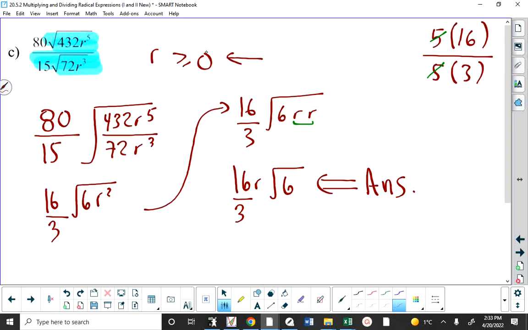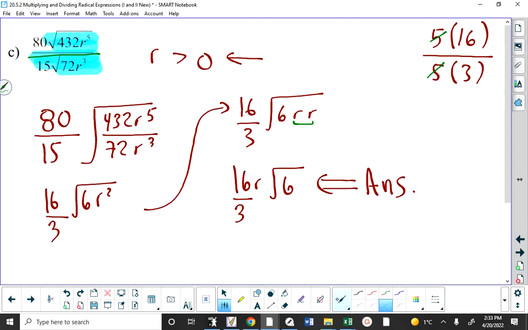This is what it should be. Because you're dividing by something that has r in it, and you can't divide by 0.